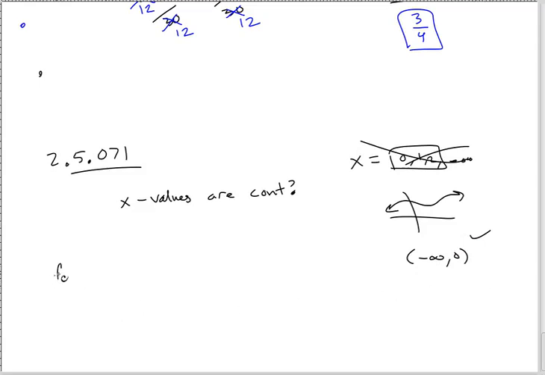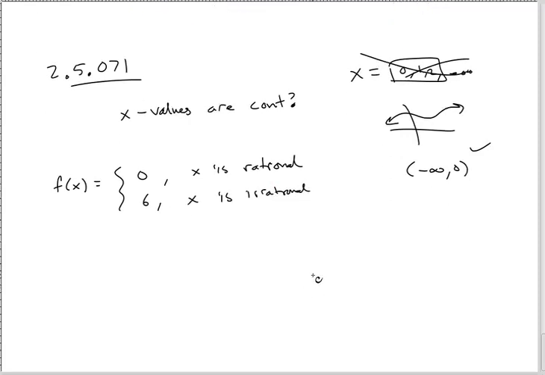So let's actually look at the function here. It's another piecewise. We got 0, just 0, if x is rational. And then we got 6 if x is irrational. Okay. What do they mean? Well, rational means ratio, means a fraction. But that doesn't necessarily mean that this guy won't have fractions. It's just a little different.